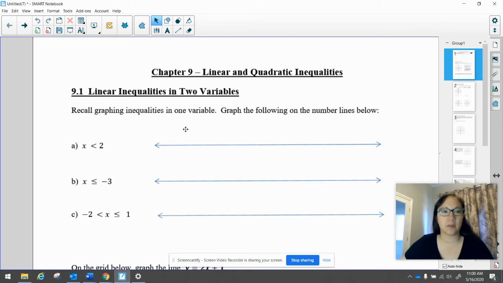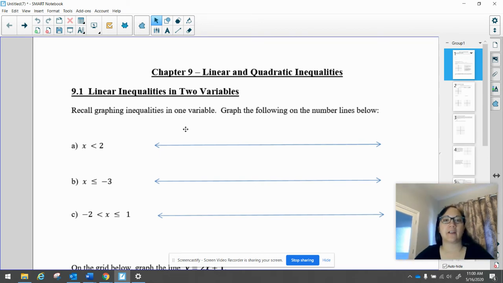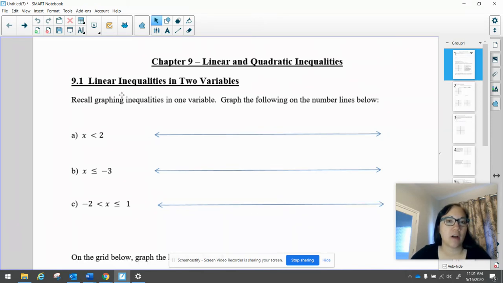Hello, everybody, and welcome to Chapter 9, Linear and Quadratic Inequalities. So this chapter uses some concepts that you did learn about in MFP 10, but it will also expand into examining quadratic inequalities. In the past, you had just studied linear. So section 9.1 is a bit of a review of some concepts from MFP 10, just to refresh our memories before we get into the quadratic inequalities in the next two sections.